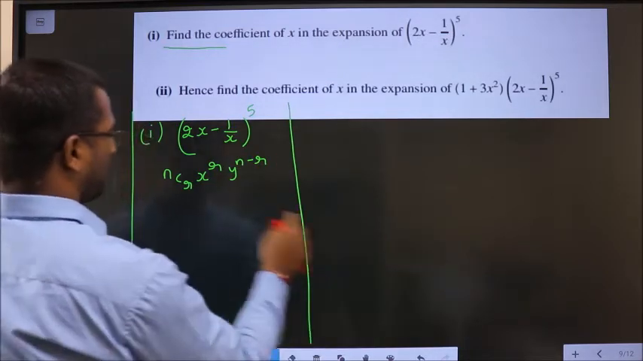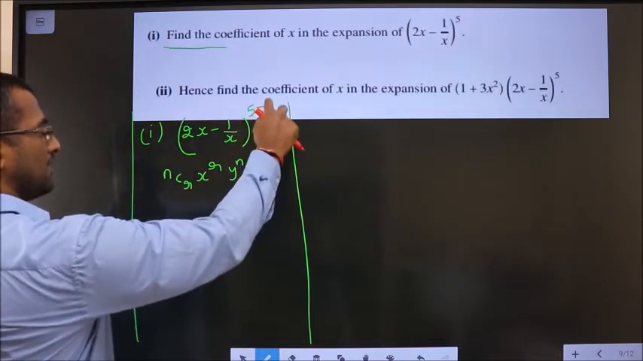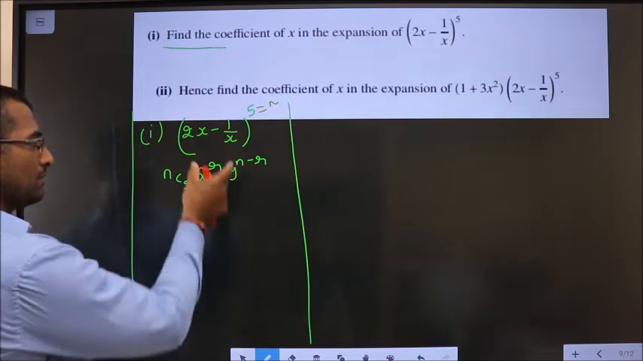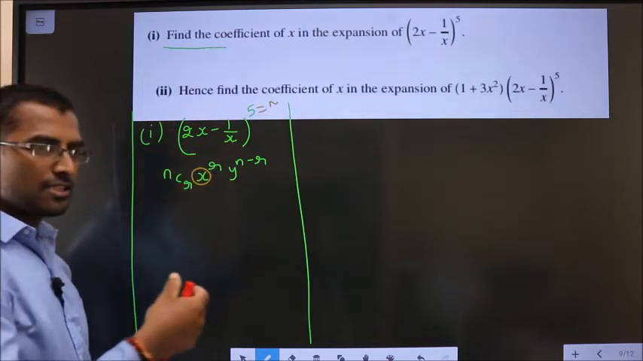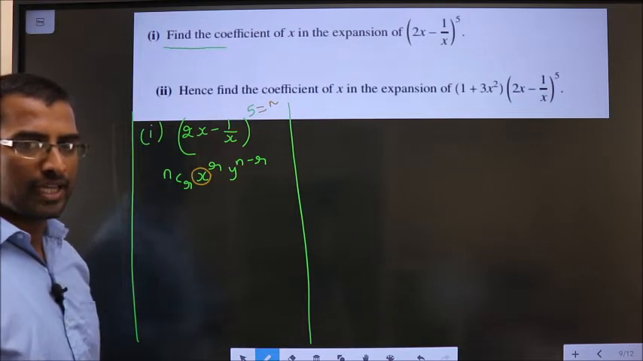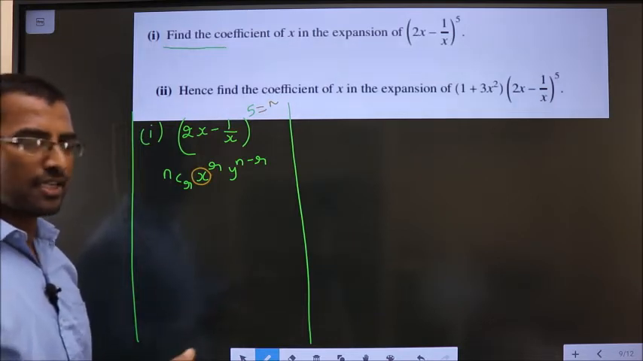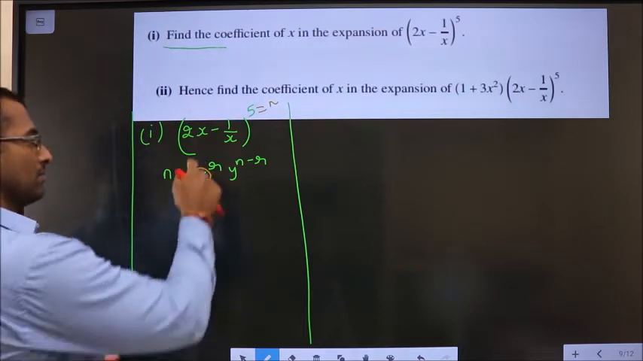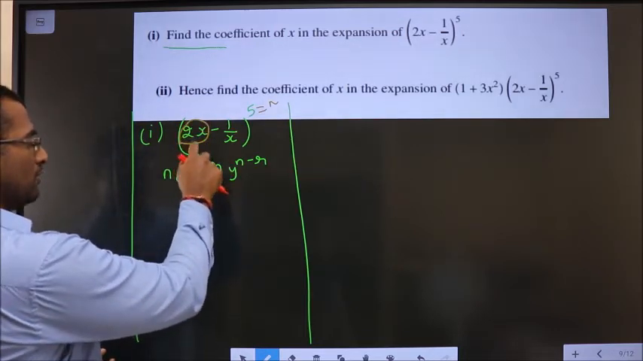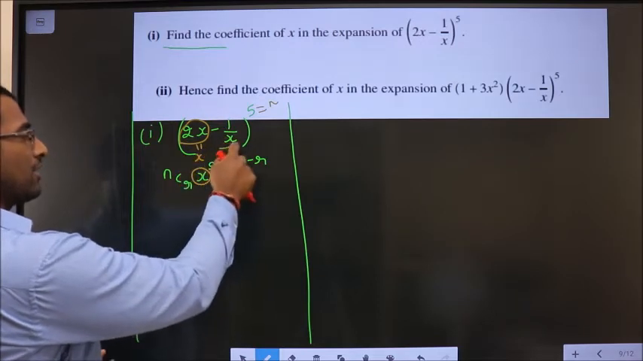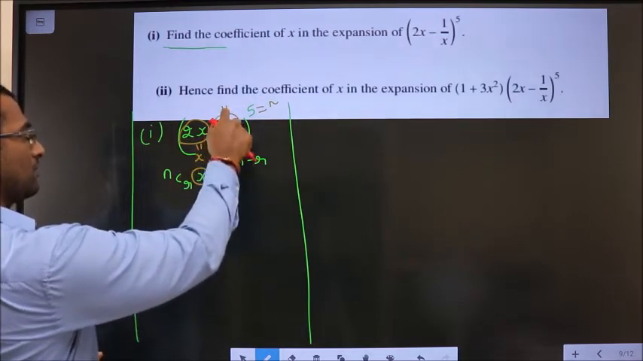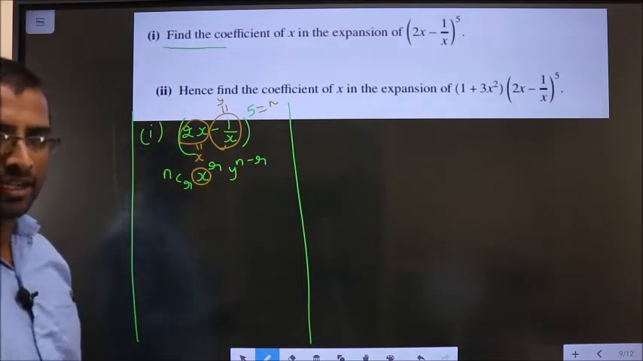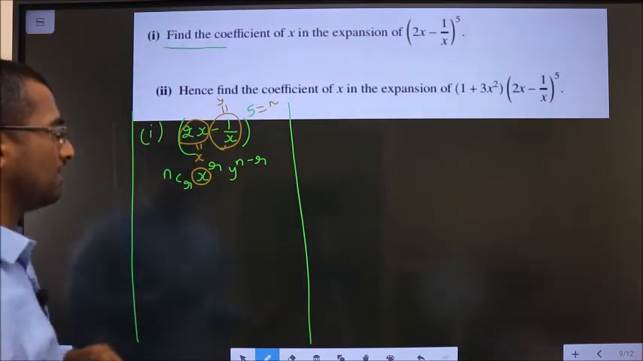Now, what is n? The power is n. And in place of x, what will you take? Inside the bracket, whichever has got x in it, that you will take for x. Here both of them have got x in them, so you can select any one of them to be x. Here I select 2x to be x, and the left out should be taken for y. The negative sign should not be skipped. Clear?